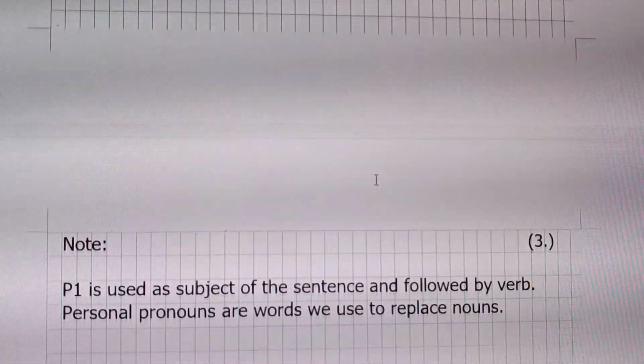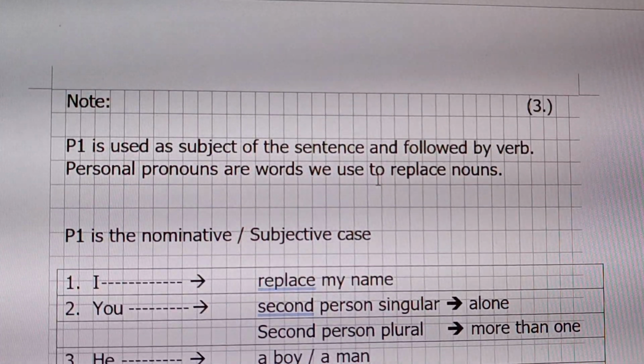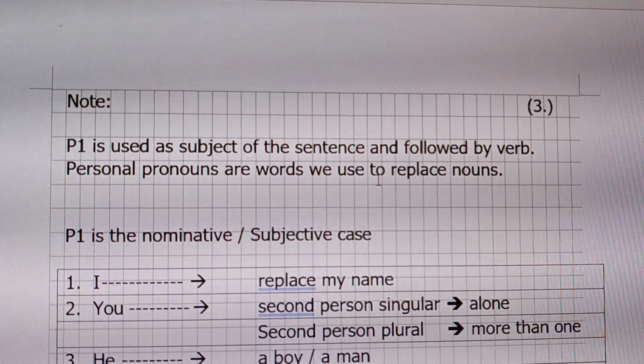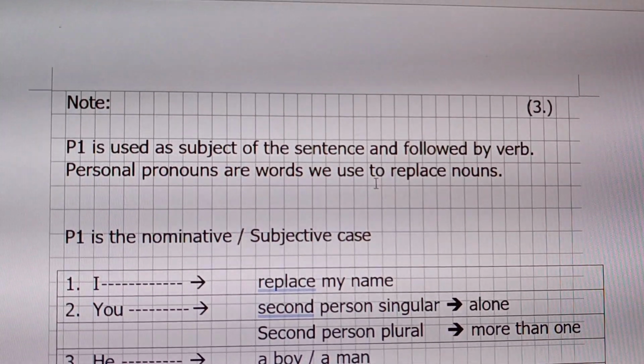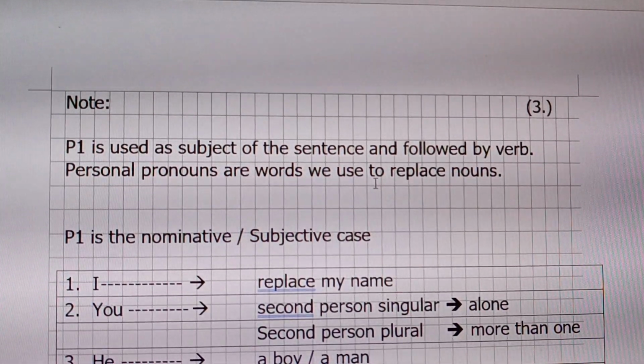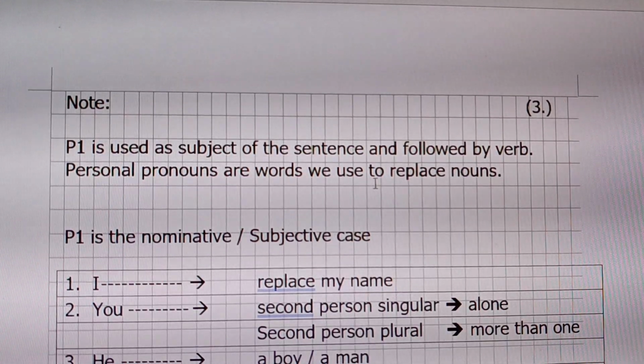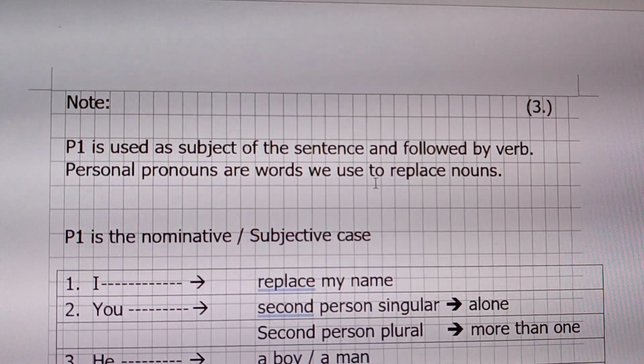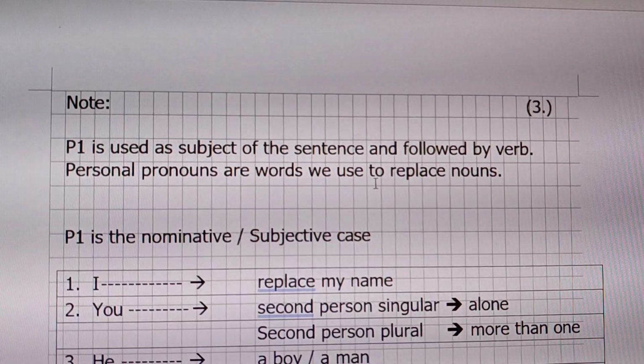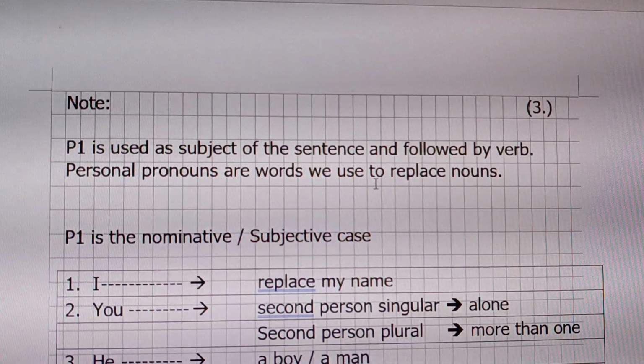Singular. So note that P1 is used as a subject. So it can replace all the nouns in the subject position and is followed by a verb. Any word class that can separate subject and verb is adverbs of frequency. Okay. So we know that personal pronouns are used to replace nouns.